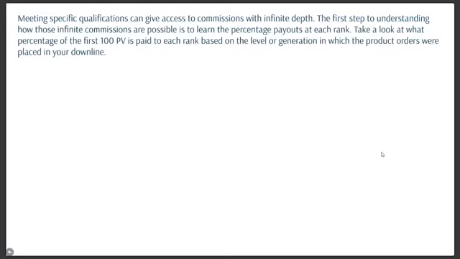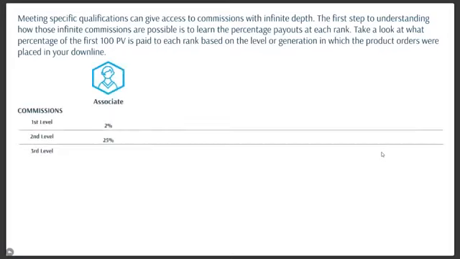The first step to understanding how those infinite commissions are possible is to learn each percentage payout for each rank. Keep in mind that as we go throughout this training, we're always going to be looking at the very first 100 PV that is paid out at each one of these ranks, because that's what we use to determine which percentage each one of these levels or generations is going to be paid out in your downline organization. So let's look back at the very first rank.